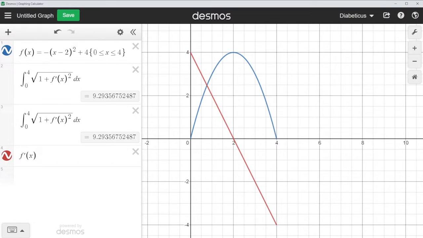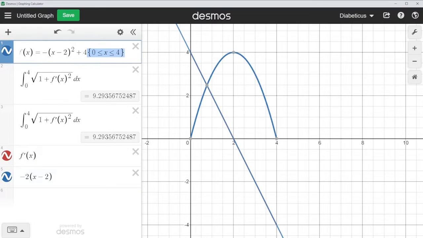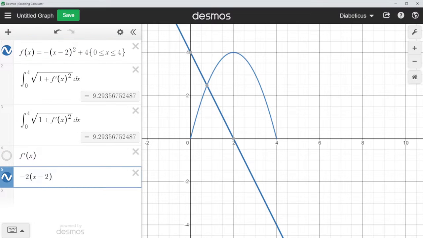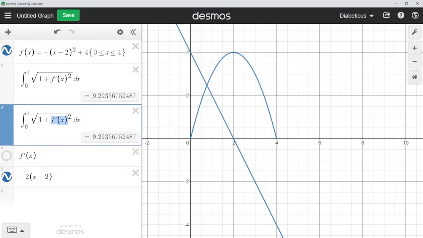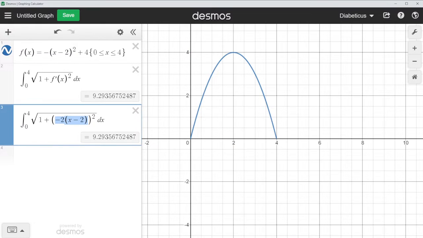Okay, so this is f'(x), but what is f'(x)? I just take the derivative of this. Real quick, it's -2 times (x minus 2), from 0 to 4. I'm not going to write the interval, I'm lazy. Since it's f'(x), I just replace this and boom. You can see we have the same number appearing, but now we have a more specific formula for it.